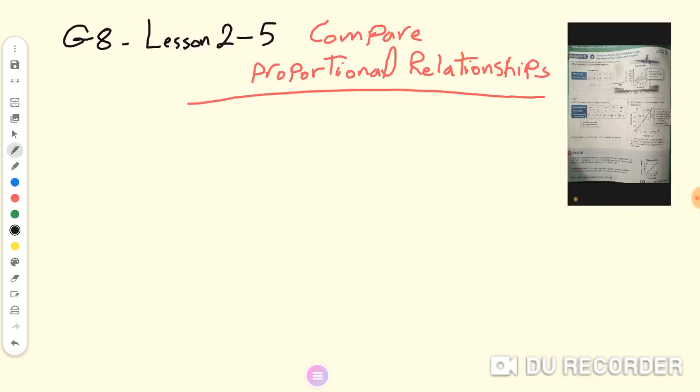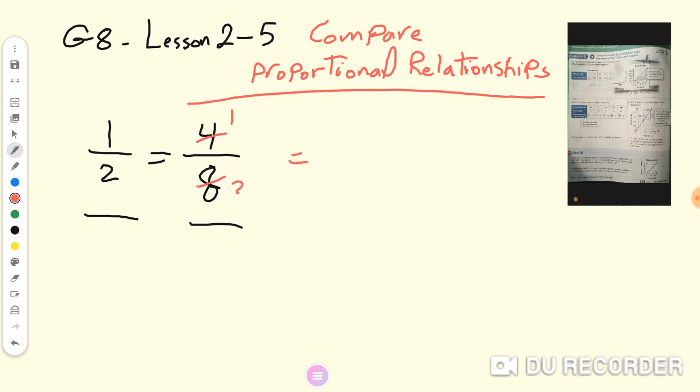Actually, proportional means equivalent of two fractions, like 1 over 2 equals 4 over 8. It's called equivalent fraction. How do we know that they are equivalent? If we simplify this one by dividing by 4 and this by 2, it will give me the same ratio. So they are proportional. If we have two equal ratios, we call them proportional.